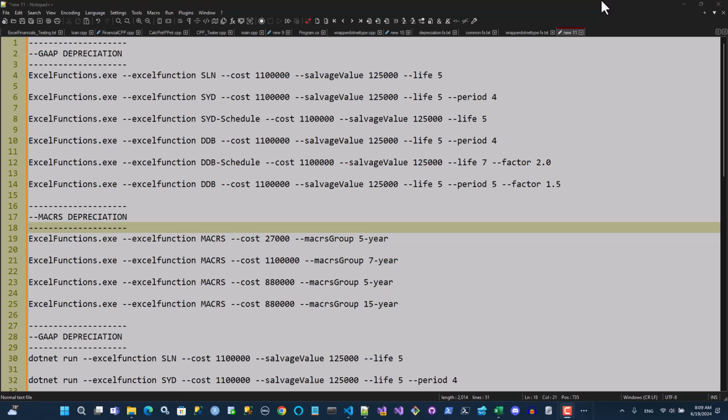Hi, everybody. This is part 2 of my series about using Excel financial functions in VSCode. And I thought in this particular video, I will cover a couple of functions that you can use related to an accounting method called depreciation.